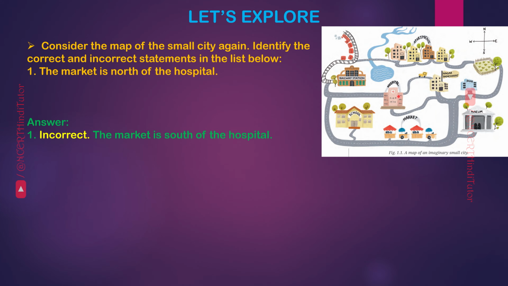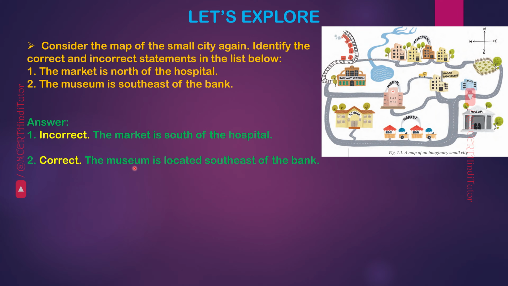So market is at the south of hospital. Second, the museum is southeast of the bank. So let's see southeast direction, this one. So here is the museum. So this is correct. The museum is located southeast of the bank.